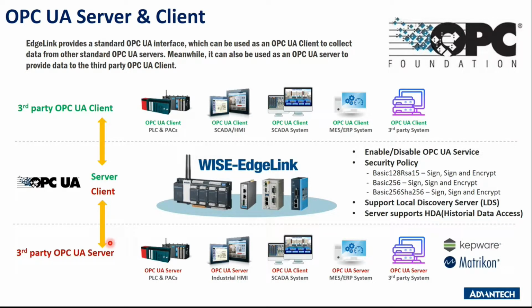So this is the server. Our hardware can do this. If you want to pull the data, it will be set up as the client, right? So let's say you have a third-party OPC equipment that wants to get the data from our WISE-EdgeLink software, which communicates with our hardware. We can also set it up as the OPC server, right?